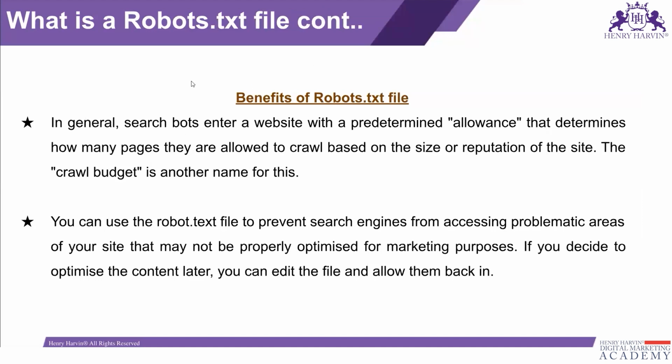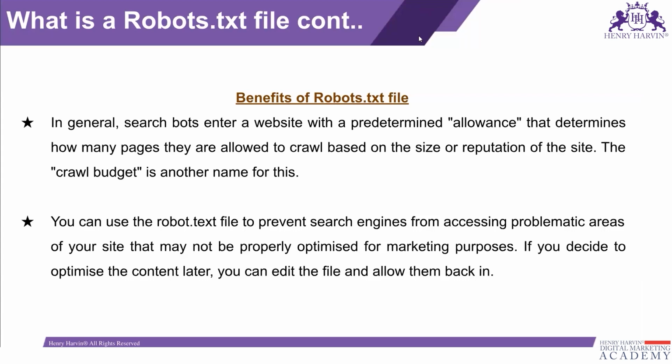So what are the benefits? In general, search bots enter a website with a predetermined allowance that determines how many pages they are allowed to crawl based on the size or reputation of the site. The crawl budget is another name for this. We have talked about this. Like crawl budget is the number of pages that the search engine will scan from your site.